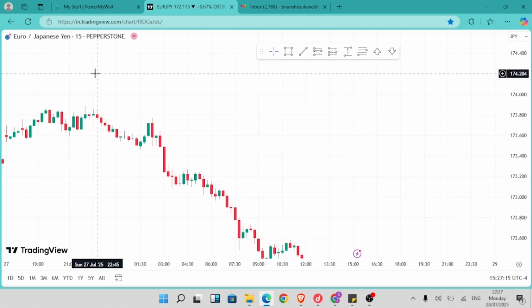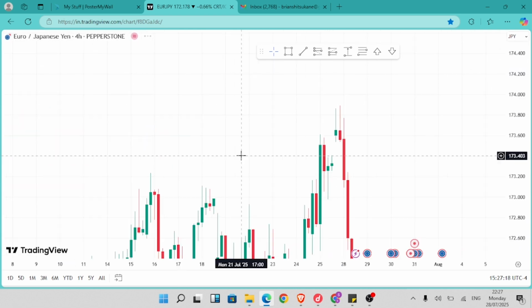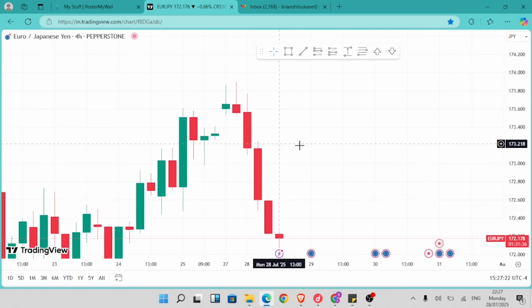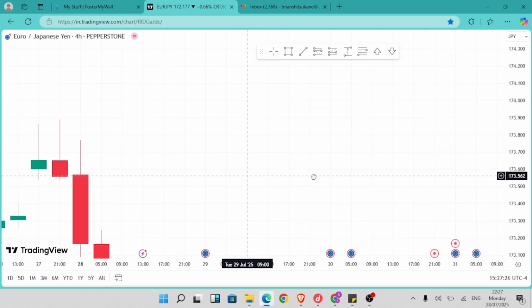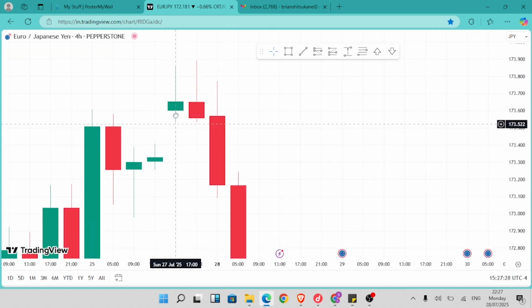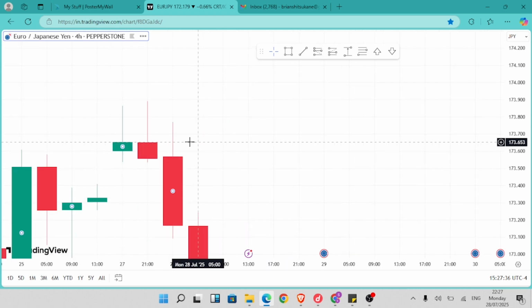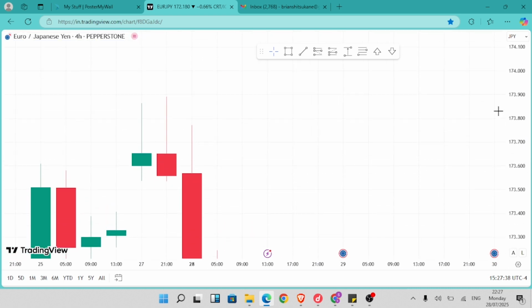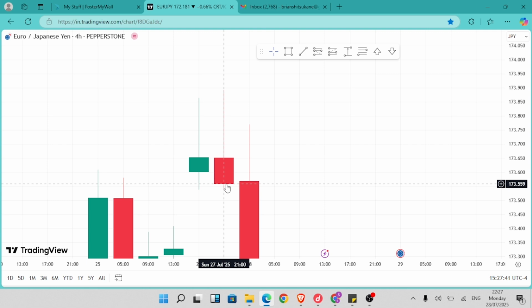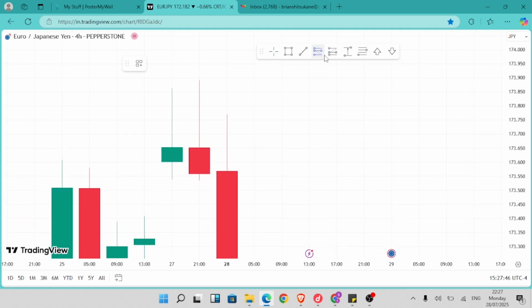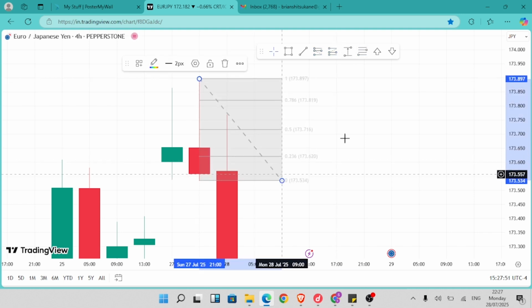Go to the 4-hour time frame. So what did we have in the 4-hour time frame? We had this candle and this candle. This bearish candle swept the liquidity of the previous 4-hour candle. And because it closed lower than this previous candle, this became a dealing range. So therefore we have this dealing range to work with.